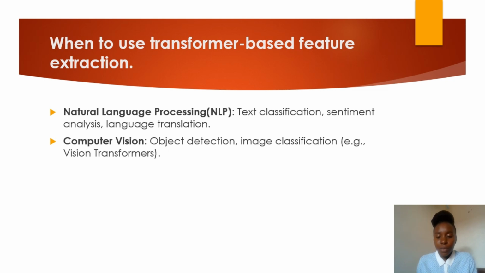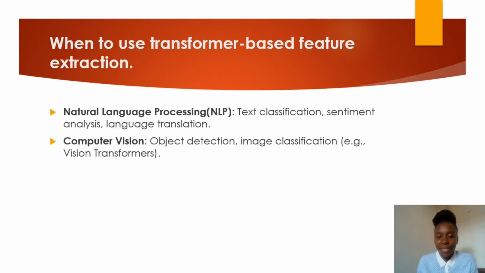For example, object detection: when you have an image and you want to detect objects, maybe there is a car on the left side and a signpost on the right. Computer vision is going to help detect that this is a car and this is a signpost, and it is going to use transformer based feature extraction to be able to detect objects in this way.